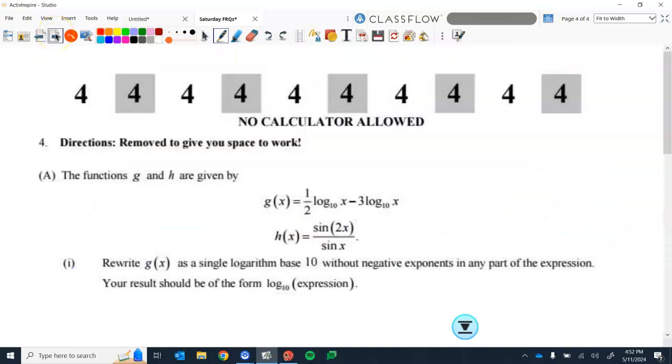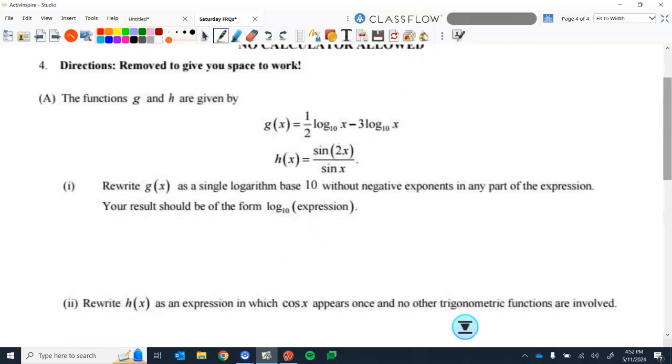Okay, here's 4, okay? We are going to rewrite as a single logarithm with base 10 without negative exponents. Okay, you promised me on the last mock none of us would miss this, and some of y'all broke my heart. Don't break my heart again. So before I do anything, this 1/2 becomes an exponent, and the 3 becomes an exponent.